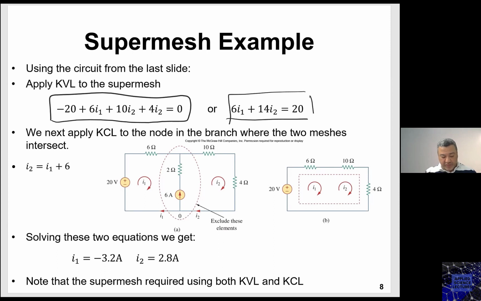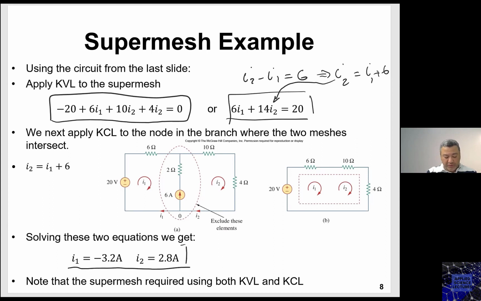The second equation that we talked about, that is I2 minus I1 equals 6, or I2 equals I1 plus 6. Now, if you take this one, I2, and substitute it here and work out the equation, you would get I1 equals minus 3.2 ampere, and I2 is 2.8 ampere. Any question about how to write the super mesh equation and how to solve it?